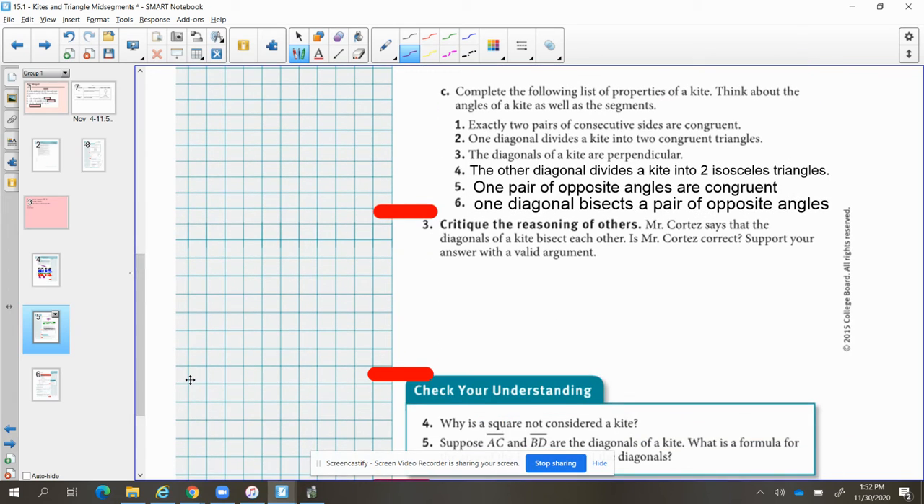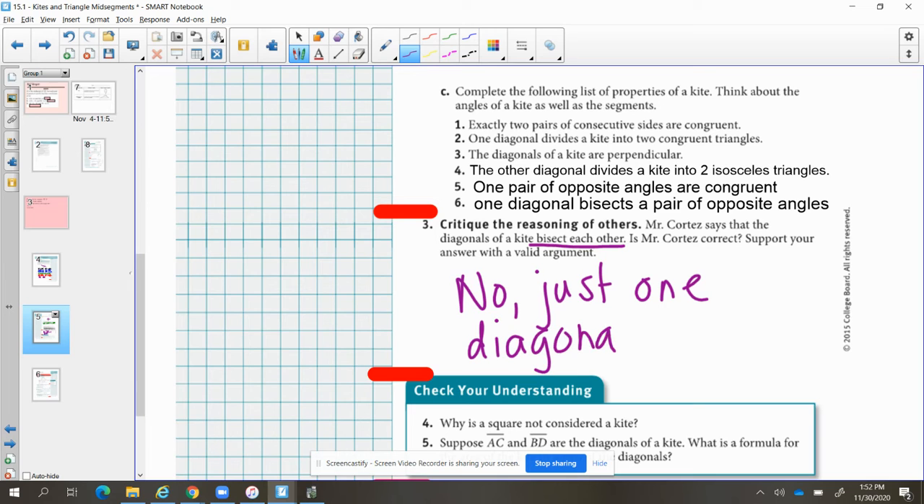Okay, so do they bisect each other? No. Just one diagonal is bisected.